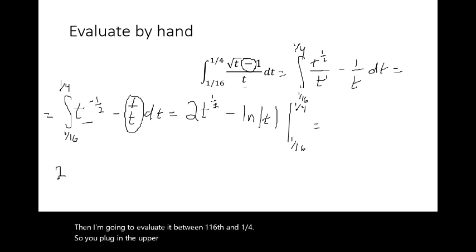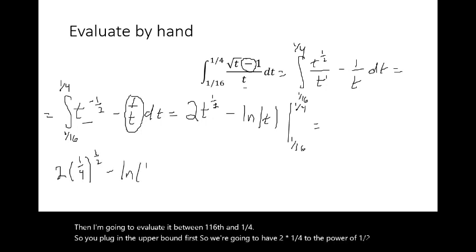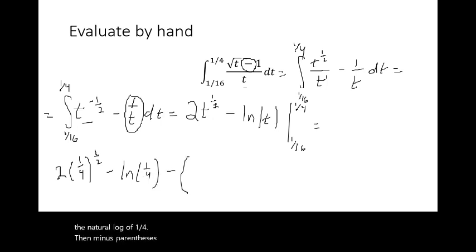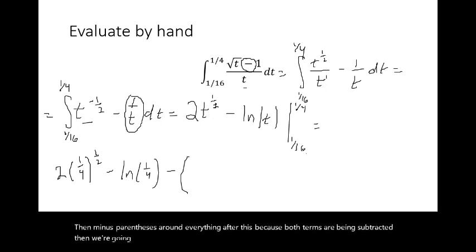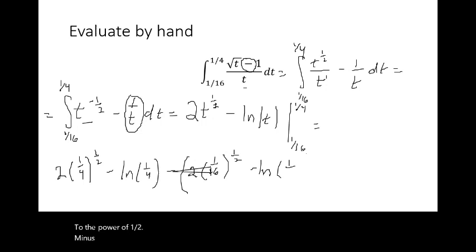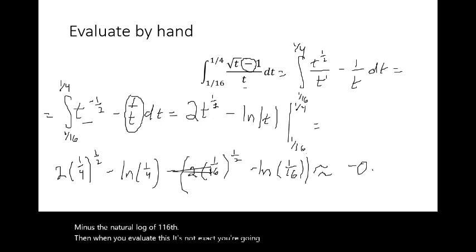So we're going to have 2 times 1/4 to the power of 1/2 minus the natural log of 1/4. Then minus parentheses around everything after this because both terms are being subtracted. Then we're going to plug in the lower bound, 1/16. So we have 2 times 1/16 to the power of 1/2 minus the natural log of 1/16. Then when you evaluate this, it's not exact. You're going to get approximately negative 0.89 somewhere in there.